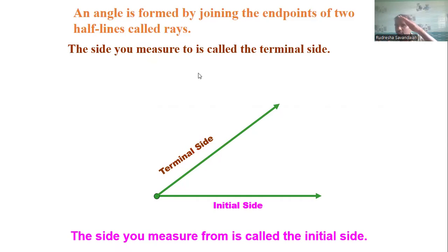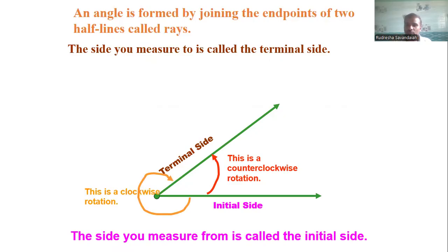There is an angle in between the initial side and the terminal side. This is a counterclockwise rotation. Then you have a clockwise rotation. Clockwise, like a clock always moving: 12, 12 to 1, 1 to 3. This is moving clockwise. This is a counterclockwise rotation.